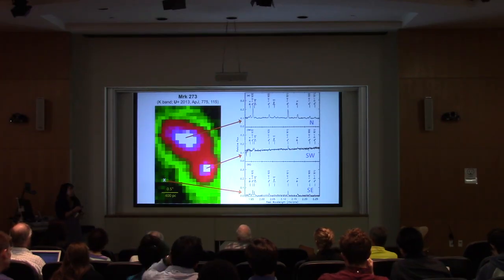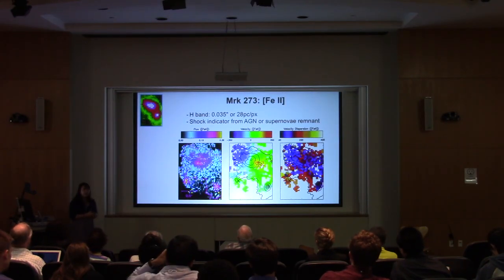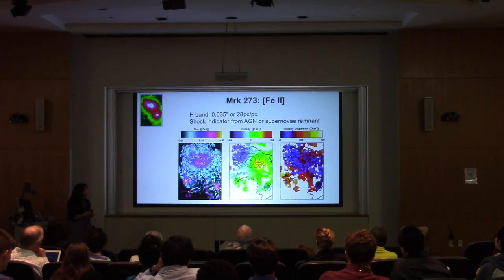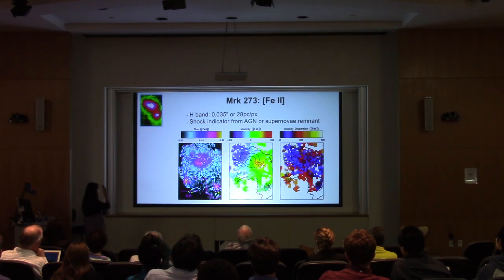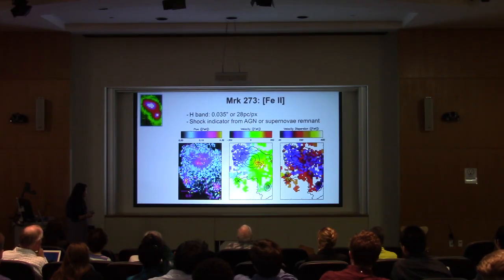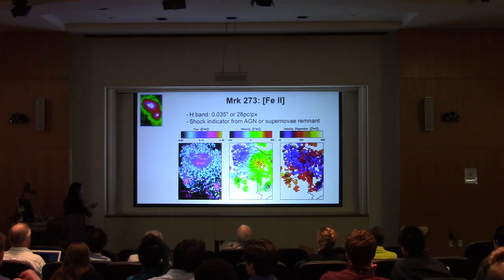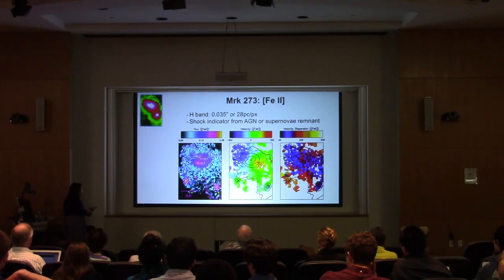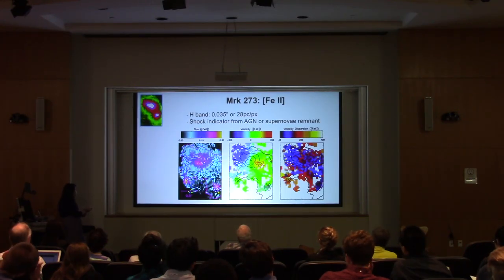It may be more apparent when I show you what the iron-II line looks like, which is actually in H-band, so I cheated a little bit here. But for this galaxy, we had H-band data, which allows us to map the iron-II, which is a shock indicator from either AGNs or supernova remnants. And immediately you see that in the flux map, the iron-II is brightest in this southeast region that I've marked. The contours are from the H-band continuum.